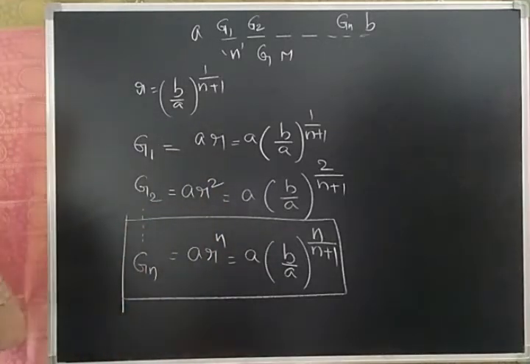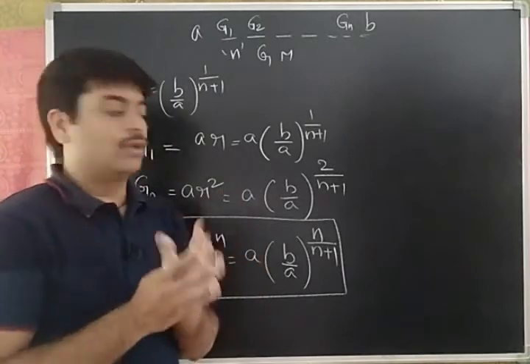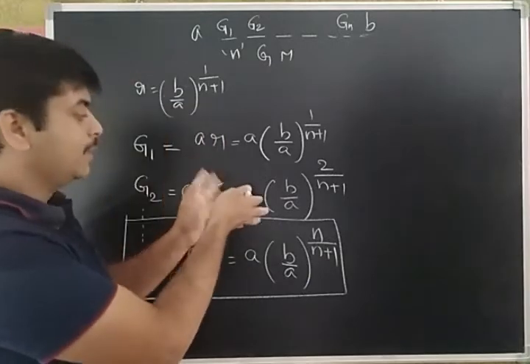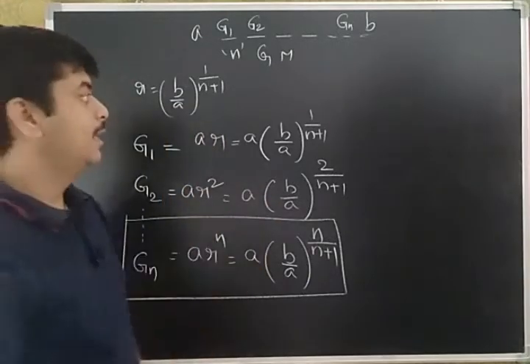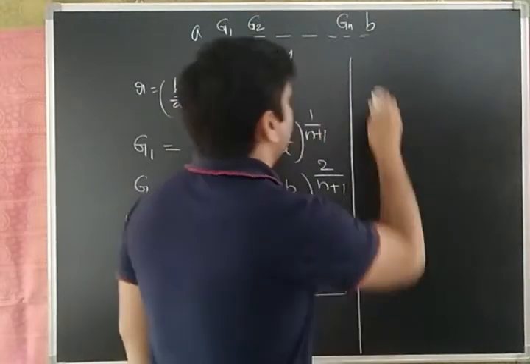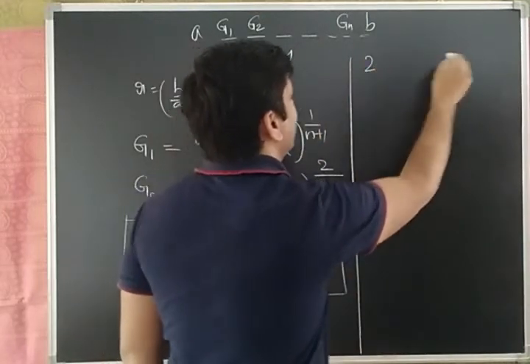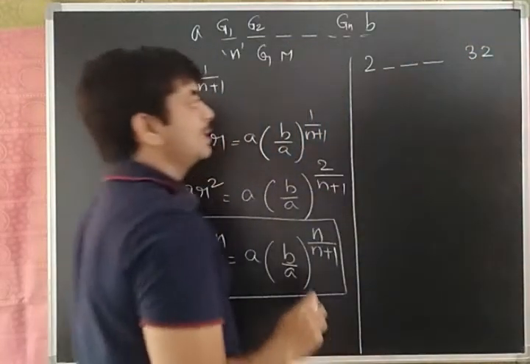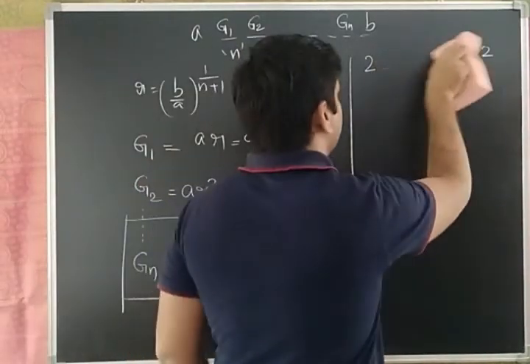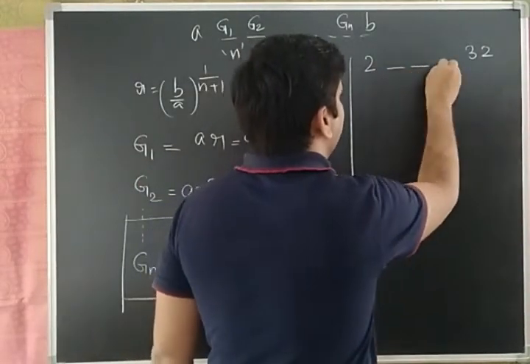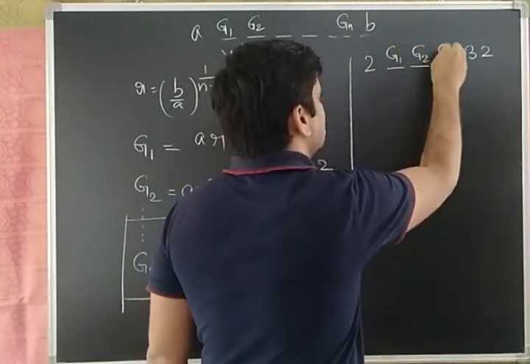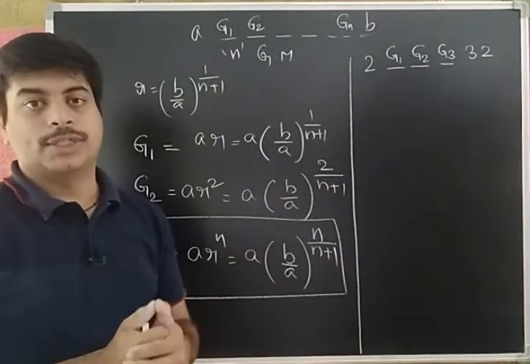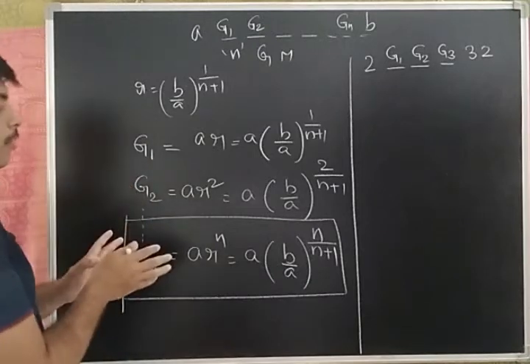Let us take some examples, and you will understand better. In examples, it is your wish whether you want to follow this method, remembering this formula, or you follow the actual method by which we got this formula. Okay, see here. Let us take the numbers 2 and 32. I want to insert three geometric means G1, G2, G3 between these two numbers, so that all the 5 terms will be in a geometric progression. Now, if you go to the same formula, let us see what happens.